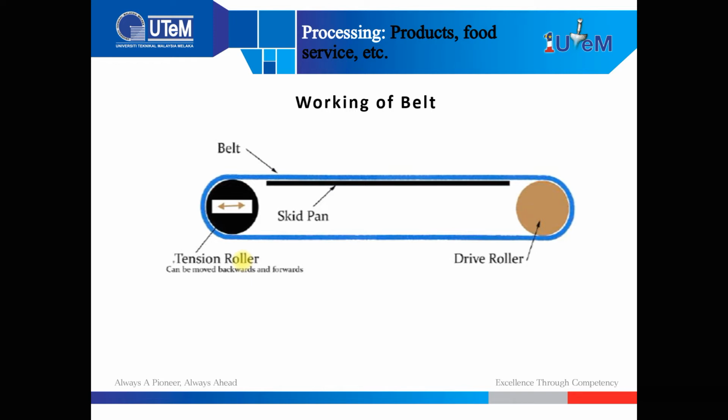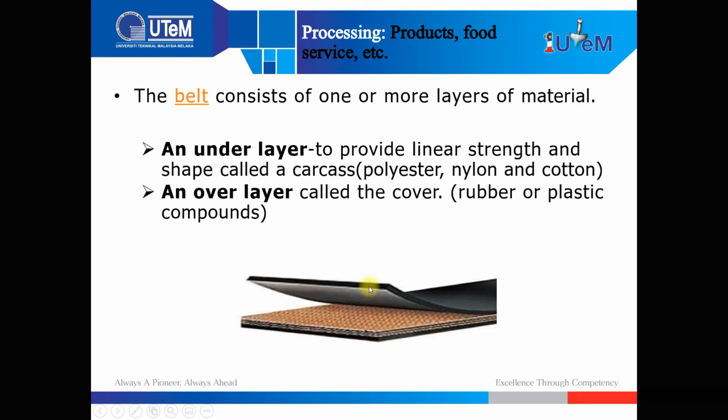Okay, so ini illustrate the how the working of belt in the conveyor system di mana dia ada one part and another one part. Okay, dia mesti circulation sama macam escalator tadi pun dia ada upper and bottom. Kalau macam ni dia pun ada juga satu part and another part to make sure that the belt is continuously circulate. Okay, so kita tengok dulu the material of the belt.